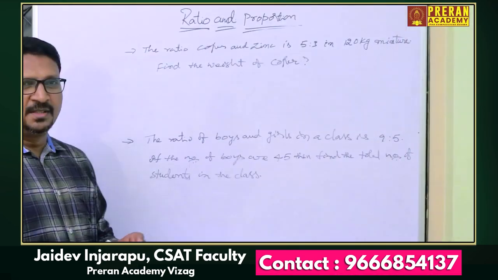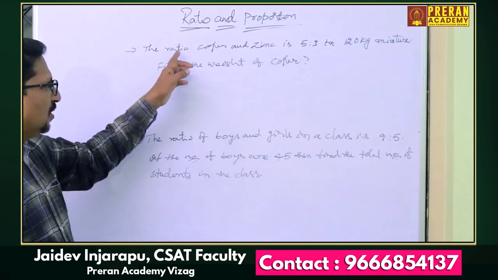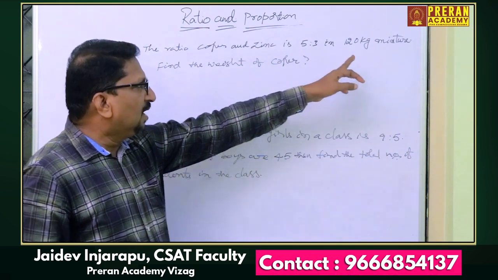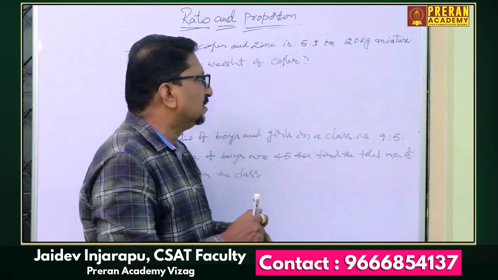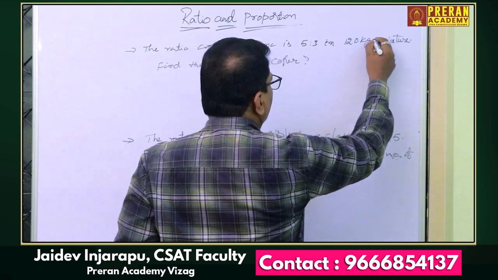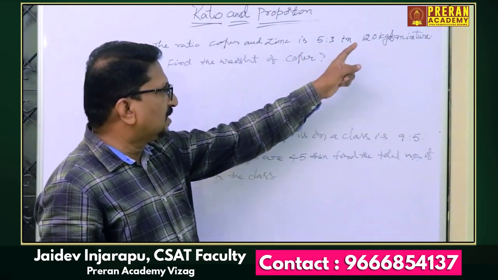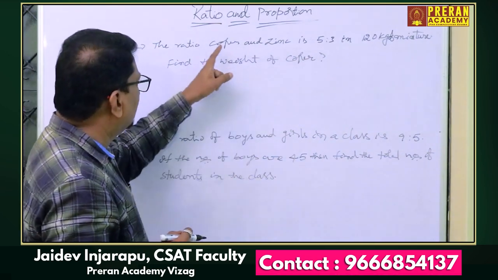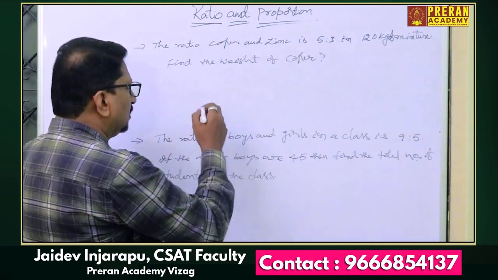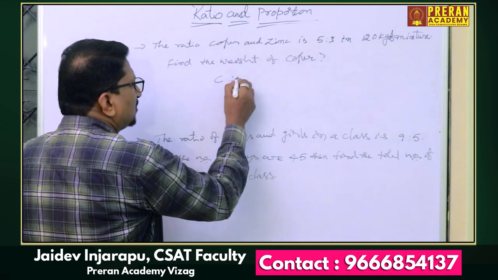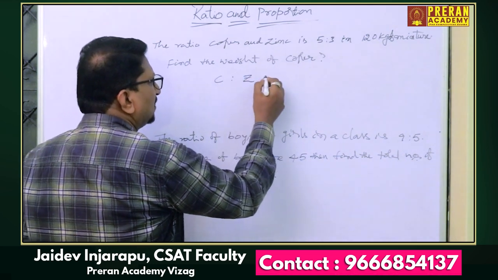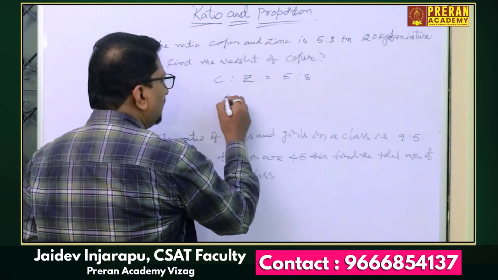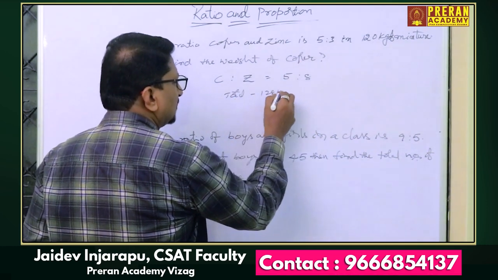Right, friends. See this question. The ratio of copper and zinc is 5:3 in 120 kgs of mixture. There is a mixture. The quantity of the mixture is 120 kilos, and it is a mixture of copper and zinc. So C is to Z is given, that is 5:3, and the total mixture is 120 kilos.